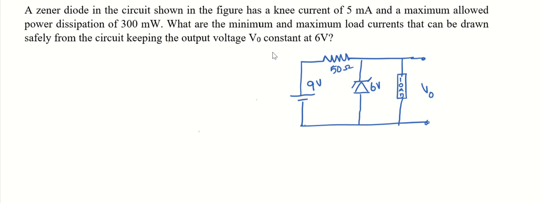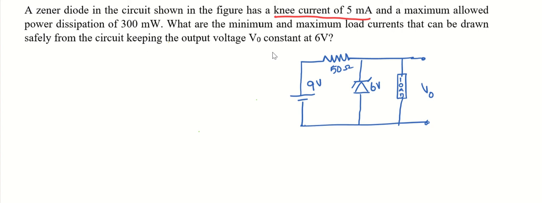Okay, so in the given problem, the knee current is given as 5 milliamp. What is this knee current? It is the current flowing through the Zener diode at the knee voltage. Knee voltage is the minimum voltage of the Zener diode. So the minimum current of the Zener diode is the knee current, that is given as 5 milliamps. Okay, so the question asked is, we have to find out the minimum and maximum load current.